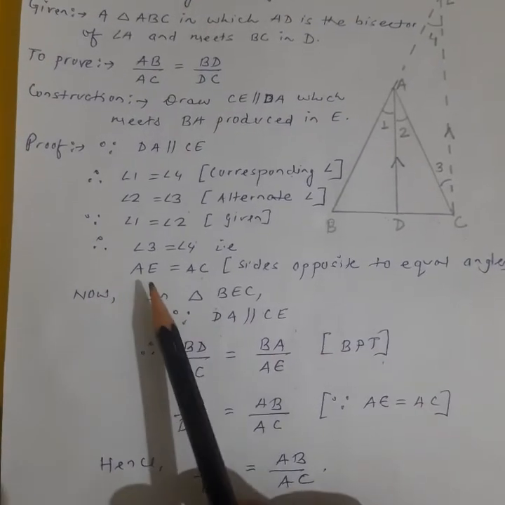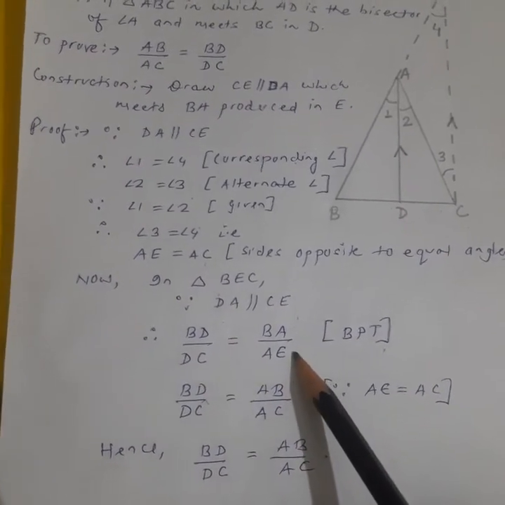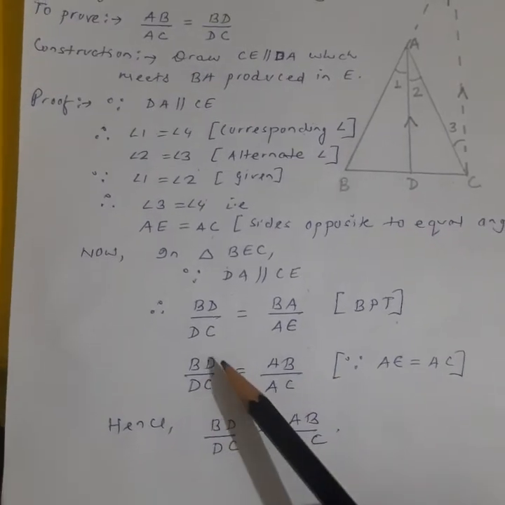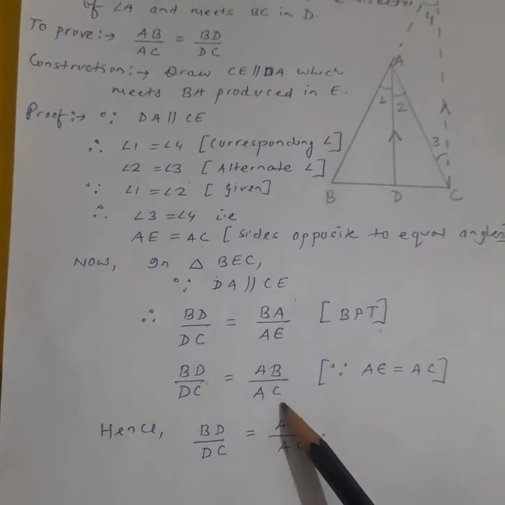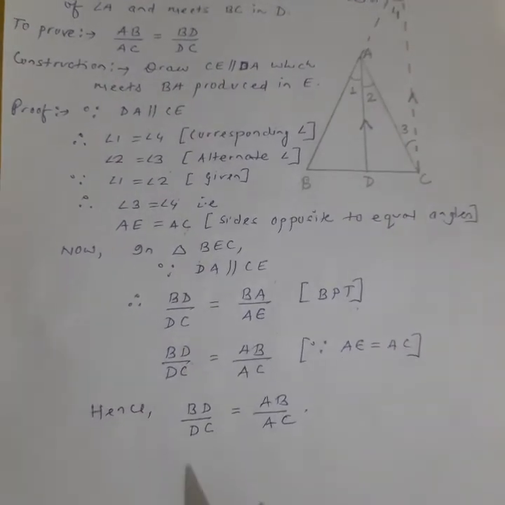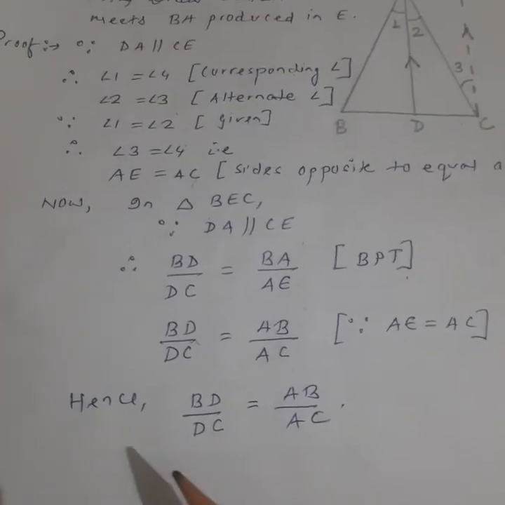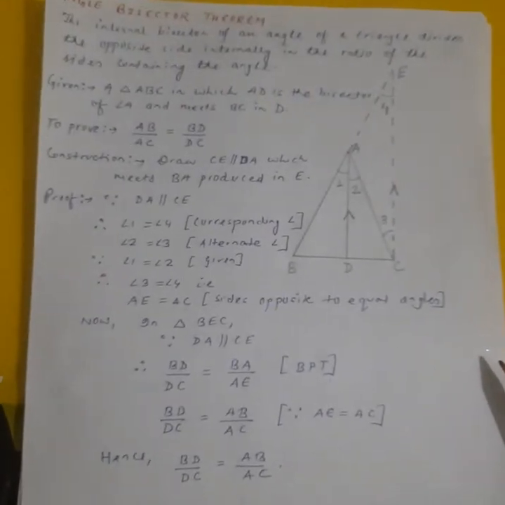Now since we have AE equal to AC, replace this AE with AC. What we will get? BD by DC equals AB by AC. Since AE and AC are equal, we have proved it. So finally we can say that BD by DC equals AB by AC. This is our angle bisector theorem.